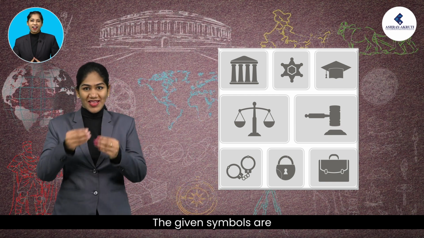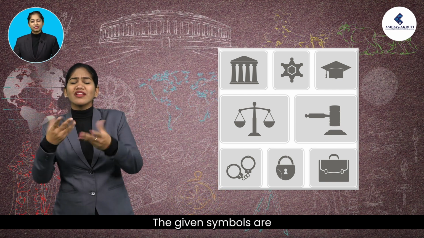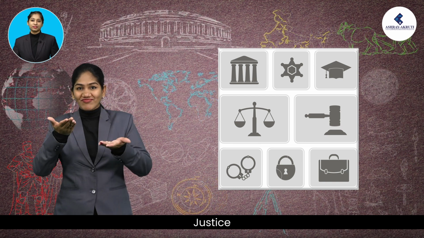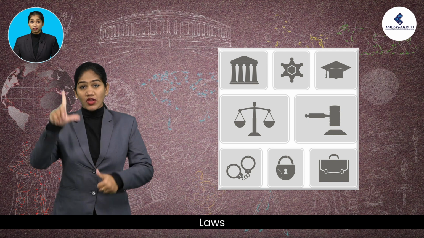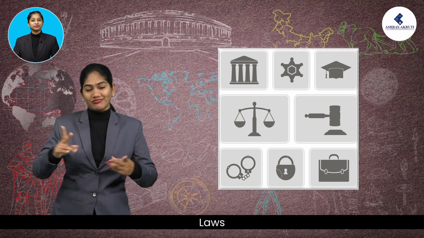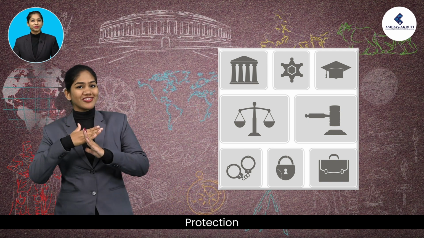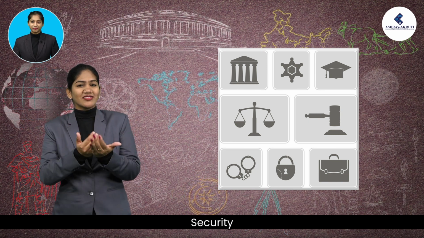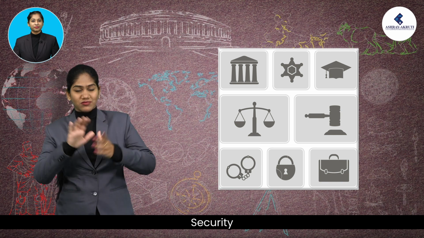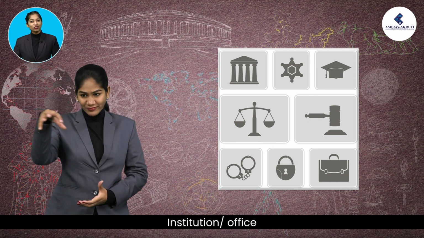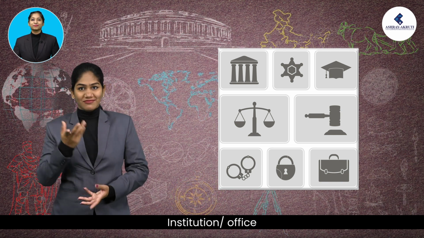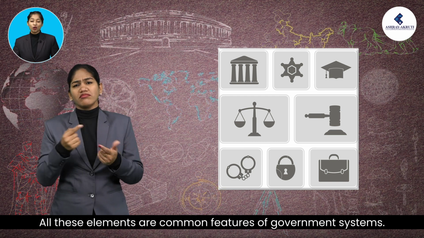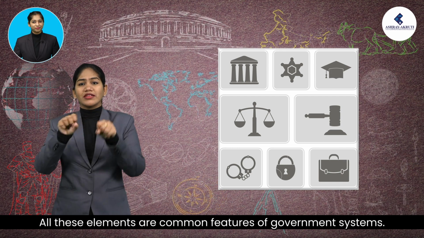The given symbols are justice, loss, protection, rules, security, institution or office. All these elements are common features of government systems.